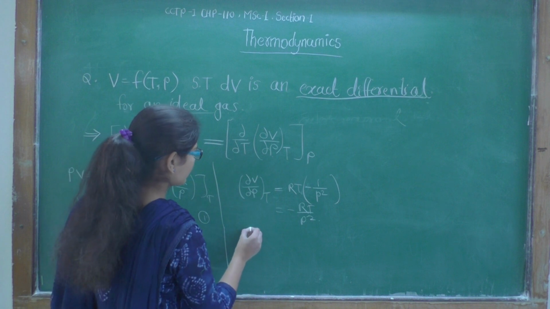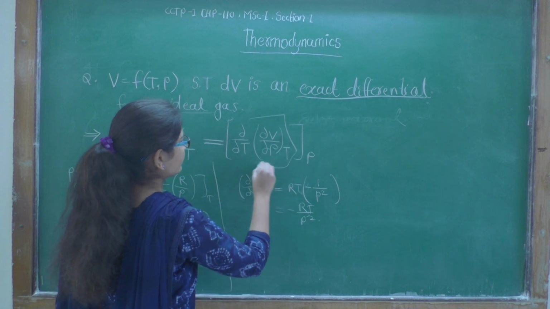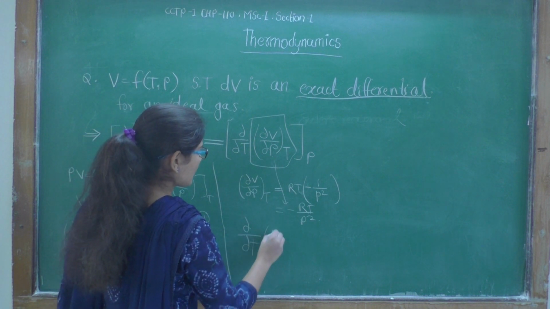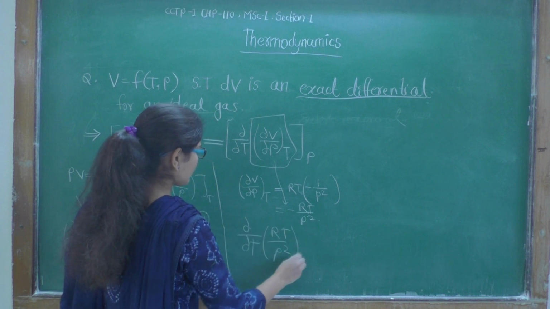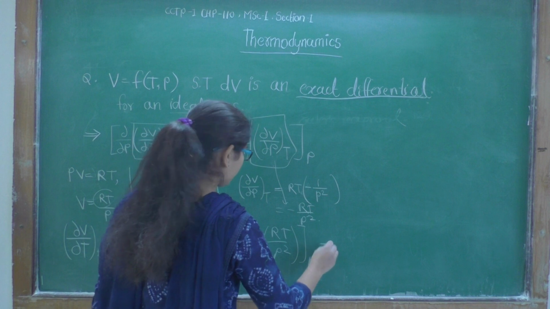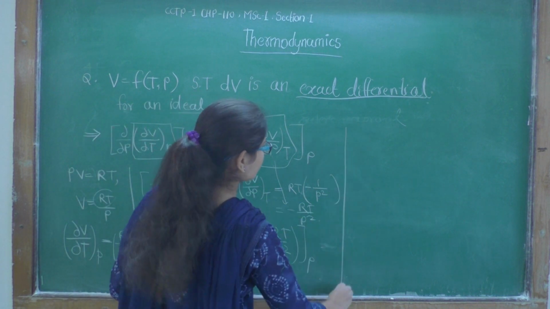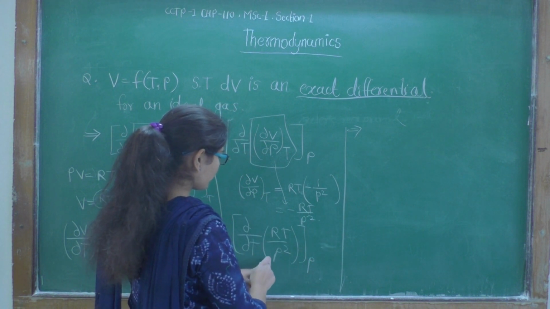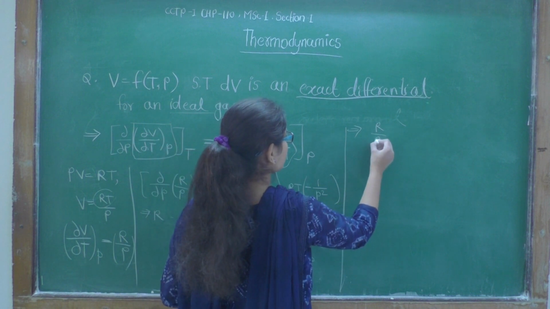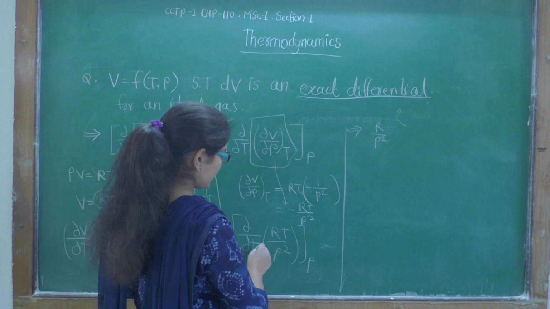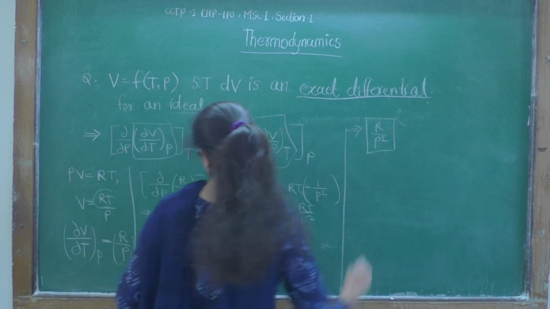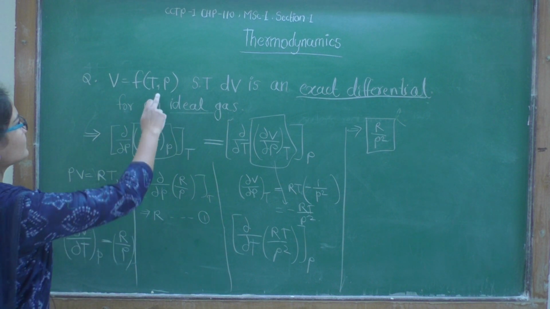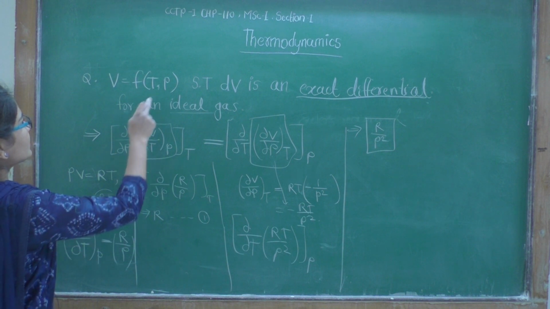Now let's calculate ∂/∂T of (−RT upon P squared) at constant pressure. Pressure is constant, R is also constant, so it is minus R by P squared into ∂T/∂T, which is 1, so it will be minus R by P squared. Let's check this, there is something wrong here.